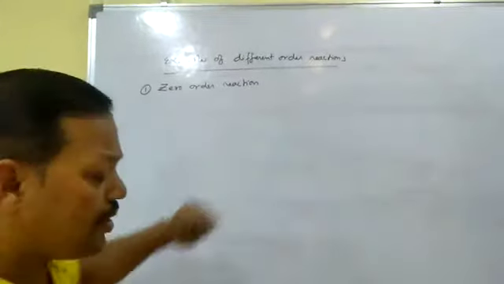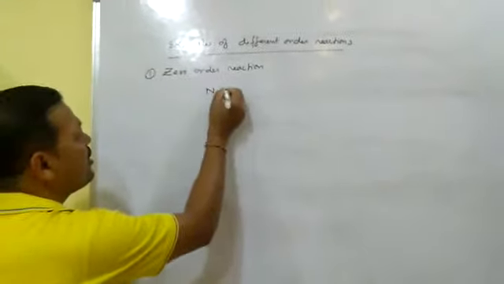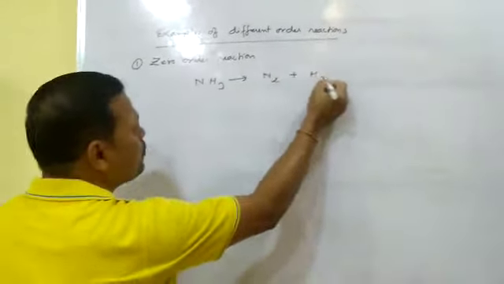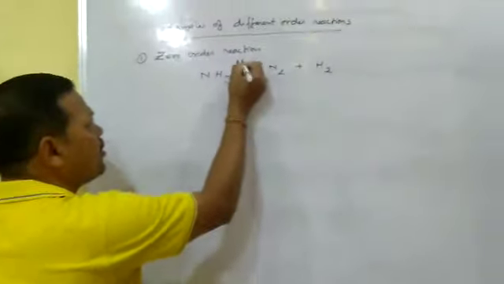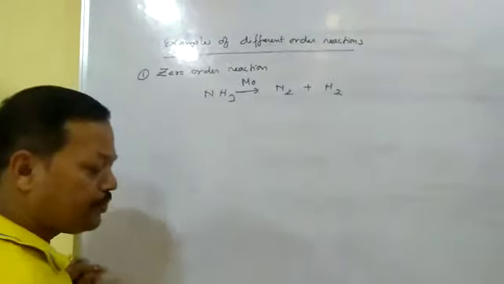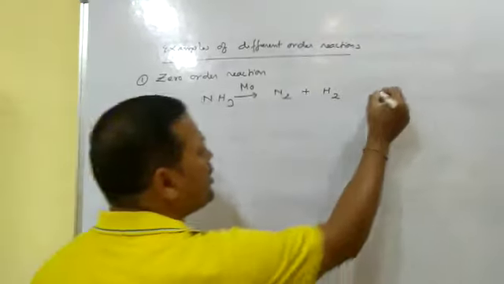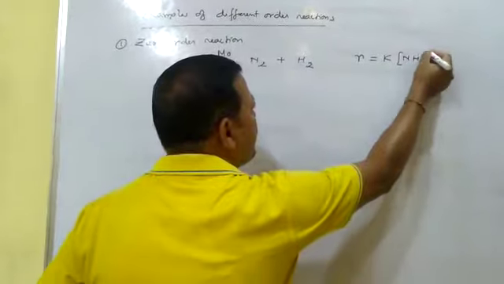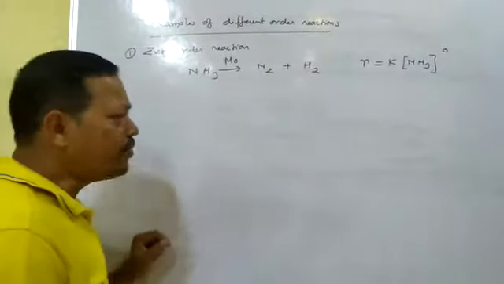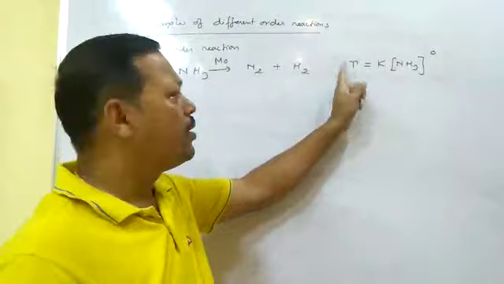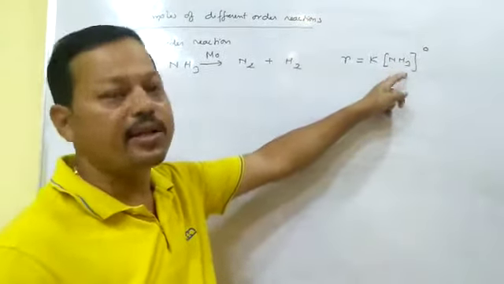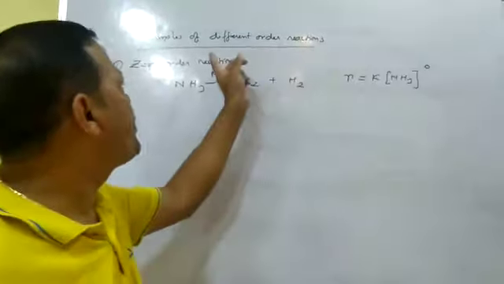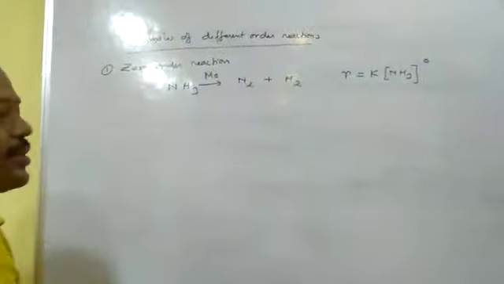Number 1, zero order reaction. This is one of the reactions: NH3 gives N2 plus H2. Here a catalyst is required, molybdenum metal, Mo. In this reaction, the rate is found to be like this: R is equal to K, concentration of the reactant ammonia to the power 0. I mean, here the rate of reaction does not depend on the concentration of the reactant. It mainly depends on the catalyst. That is why power is 0. So this is one example of your zero order reaction.